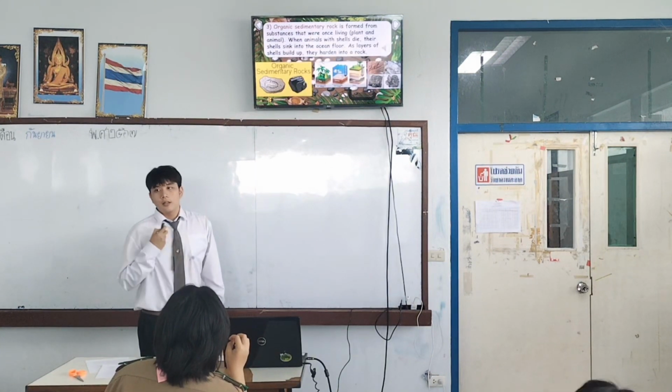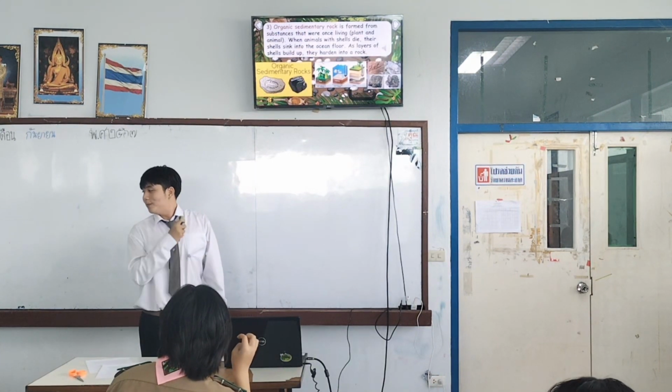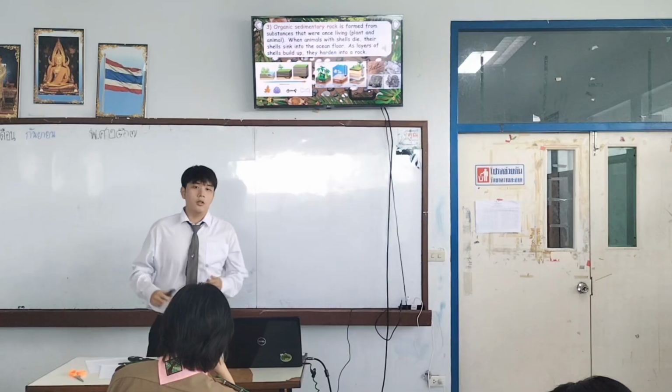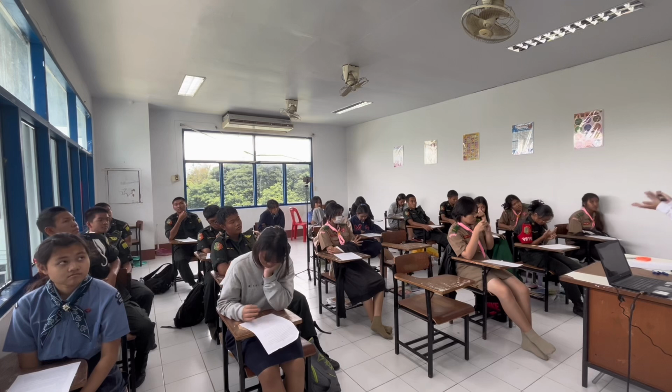Okay, let's listen to the sound. 3. Organic sedimentary rock is formed from substances that were once living, plant and animal. When animals with shells die, their shells sink into the ocean floor. As layers of shells build up, they harden into a rock. Okay, now your turn.